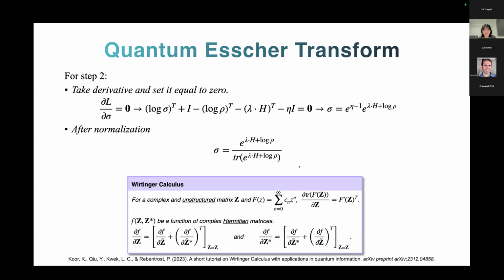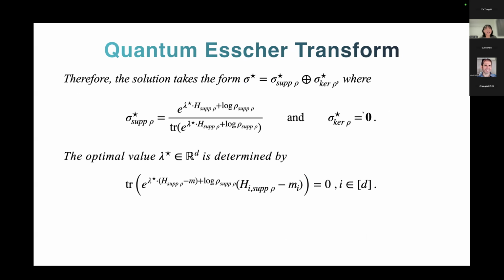If we go into the detail of how to solve this Lagrange multiplier, then we can use these two important results from the rectangle calculus. And we also have another tutorial paper using this rectangle calculus to solve some other interesting problems in quantum information. Using this tool, we can take the derivative of the Lagrangian and set it equal to 0. Then we solve that the sigma takes this exponential form. And after normalization, we have the final form of this sigma.